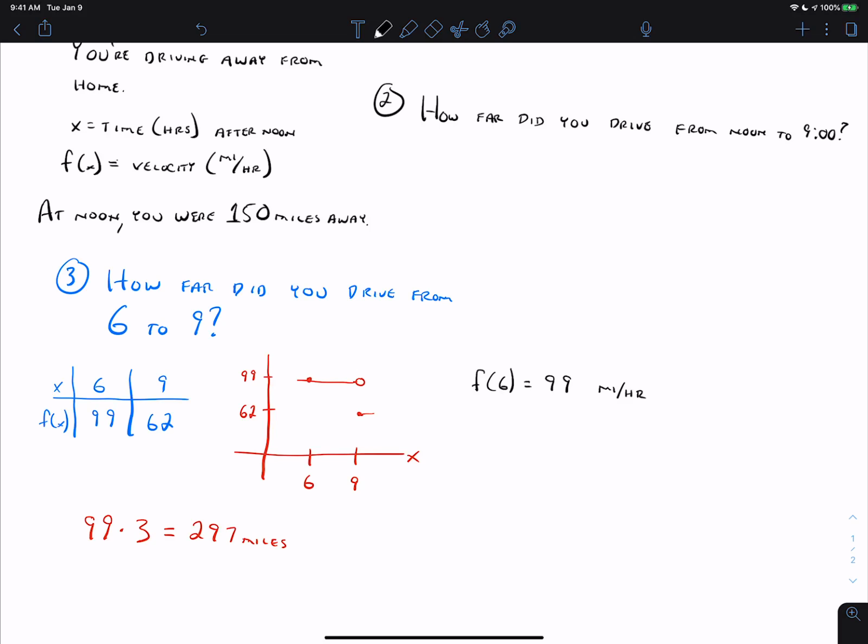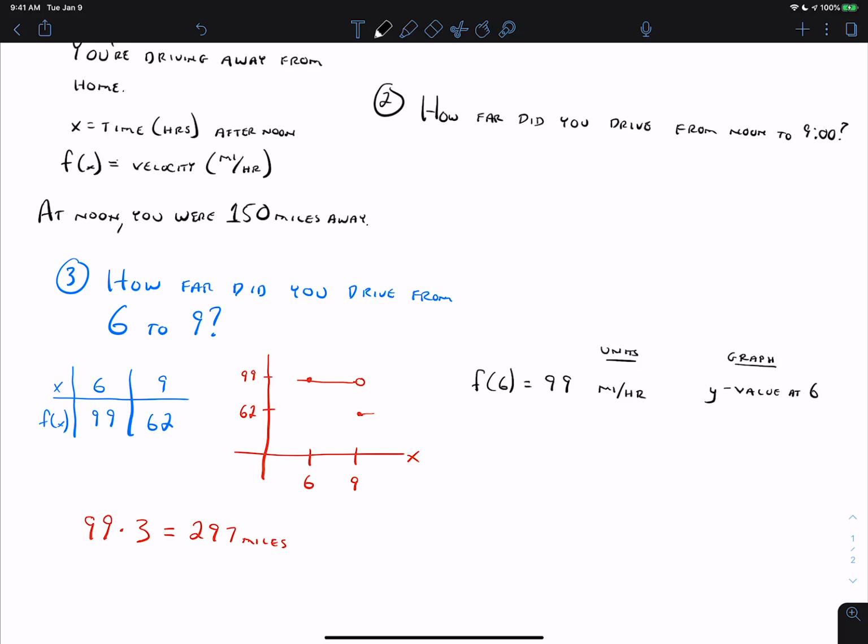And graphically, that is the y value at x equals 6. Okay, and so the units are miles per hour. The graphical representation for f of 6 is the y value at 6. I want you to think for a minute, okay, is that always the case? So when we're finding f of 6, are the units always miles per hour? And on the graph, is f of 6 always the y value at 6?